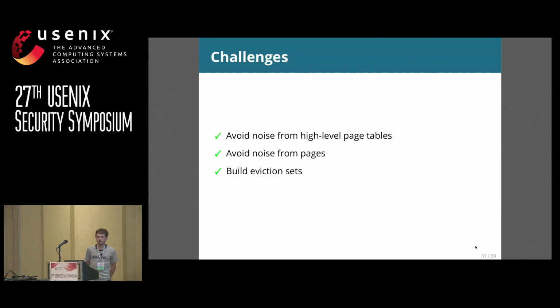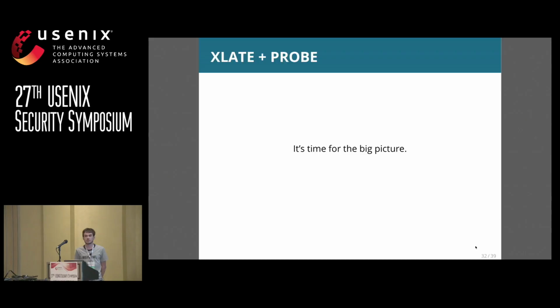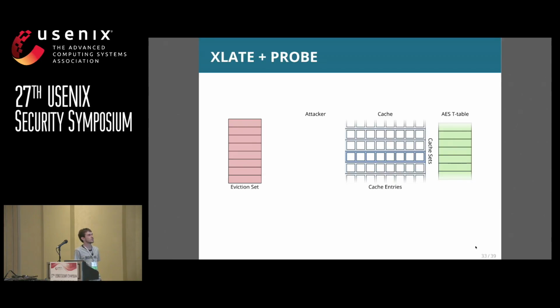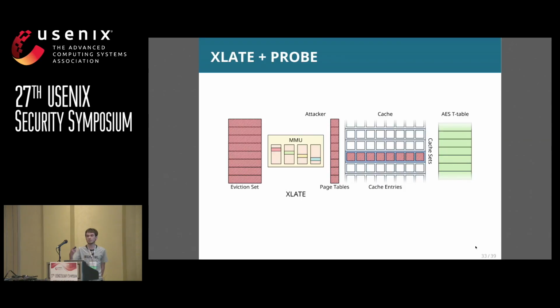So the 3 challenges are solved. Then it's time again for the big picture, I think. So we have our cache, and we have an AES table, and we have an attacker. And the attacker has an eviction set, but the interesting part of this eviction set are actually the page tables. So what the attacker will do is now a translate phase, where it will simply do something similar to prime, access all the pages, and use the MMU to actually load to fill the cache set.